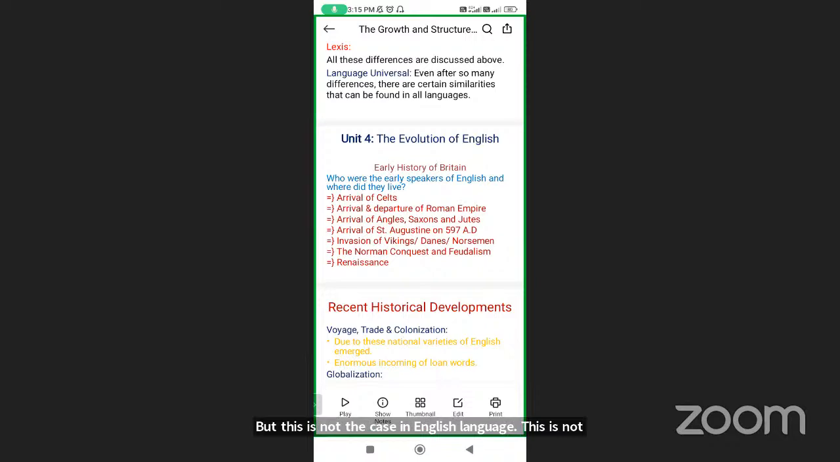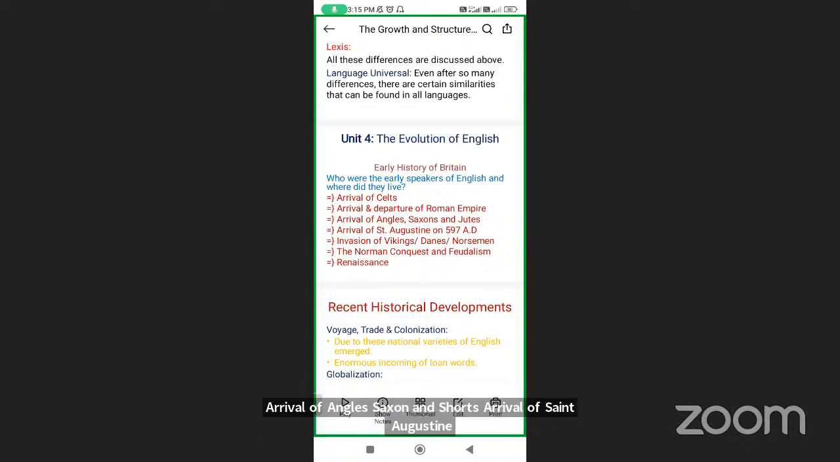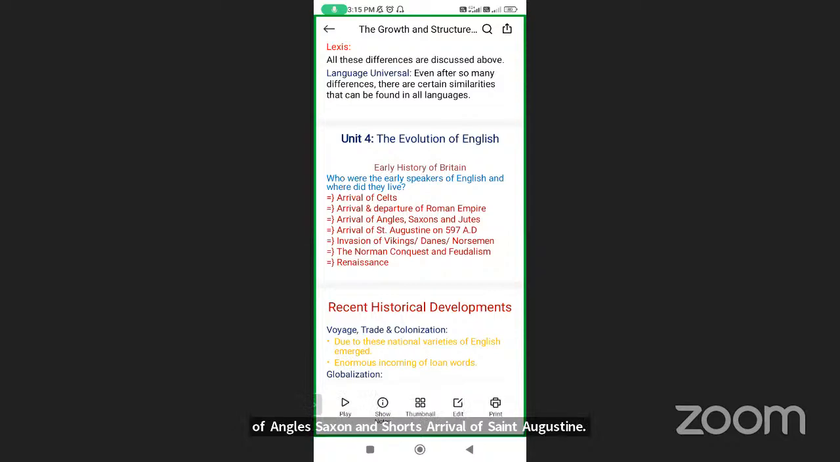I have mentioned here a few points: the arrival of Celts, the arrival and departure of the Roman Empire, the arrival of Angles, Saxons and Jutes, the arrival of Saint Augustine, the invasion of Vikings, Danes, Norsemen, the Norman conquest, feudalism, and the Renaissance. These are some of the points that will help you understand the history of the English language and the English civilization. Are you getting me?